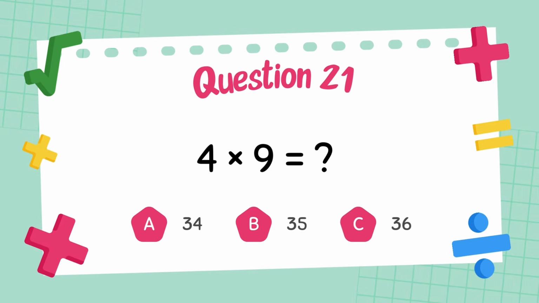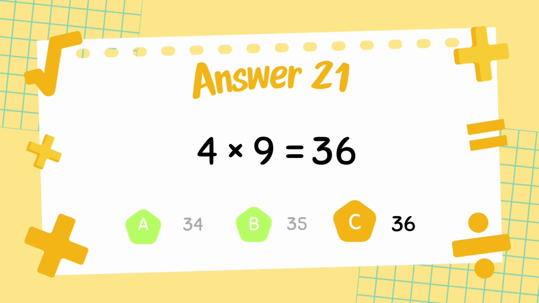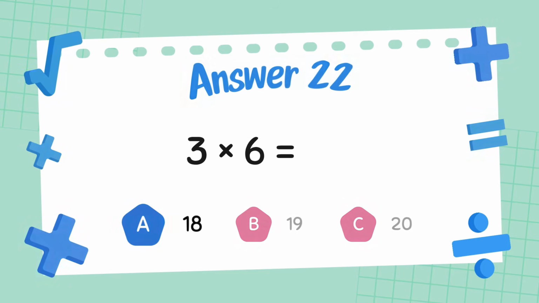What is 4 multiply 9? The answer is 36. What is 3 multiply 6? The answer is 18.